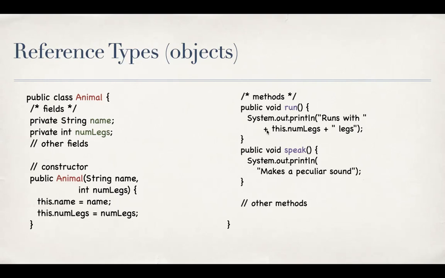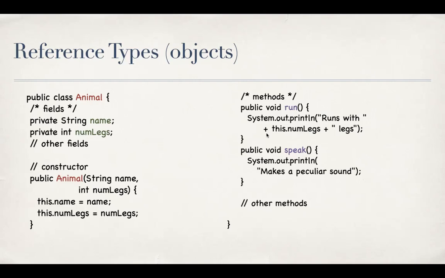Then there is this plus operator, which is connecting "runs with" with this.numLegs, and then further with "legs". So plus is a concatenation operator on strings. It puts together these three elements and creates a string, which is passed to println and which will be printed out.